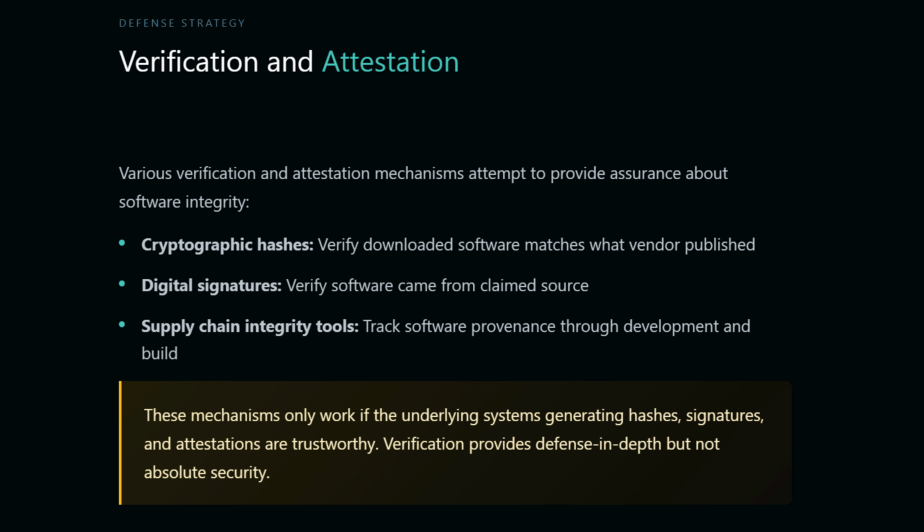But these mechanisms only work if the underlying systems generating the hashes, signatures, and attestations are trustworthy. If attackers compromise those systems, they can generate valid-looking attestations for malicious software. Verification provides defense in depth but not absolute security.